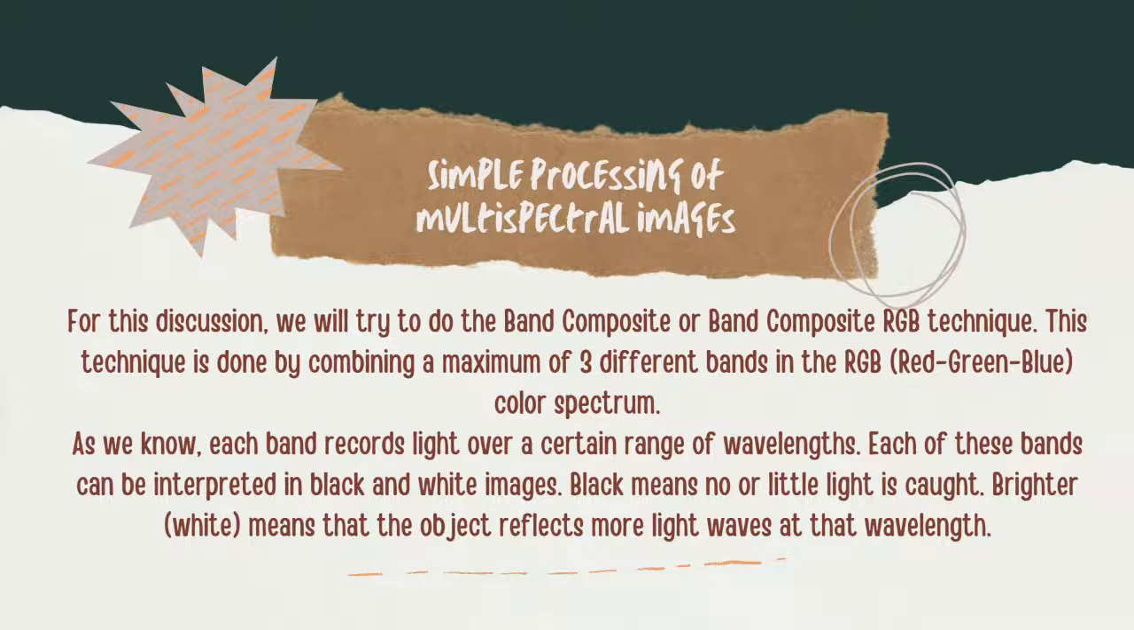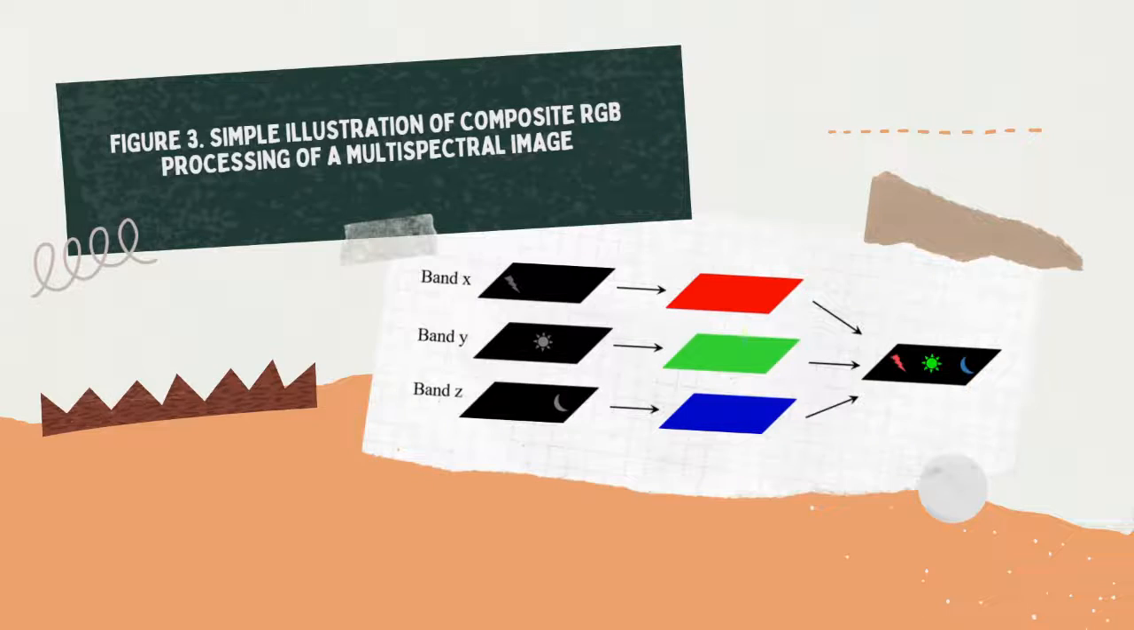Each of these bands can be interpreted as a black and white image. Black means no or little light is captured. Brighter white means that the object reflects more light at that wavelength. Next. And figure 3 is a simple illustration of composite RGB processing of a multispectral image.